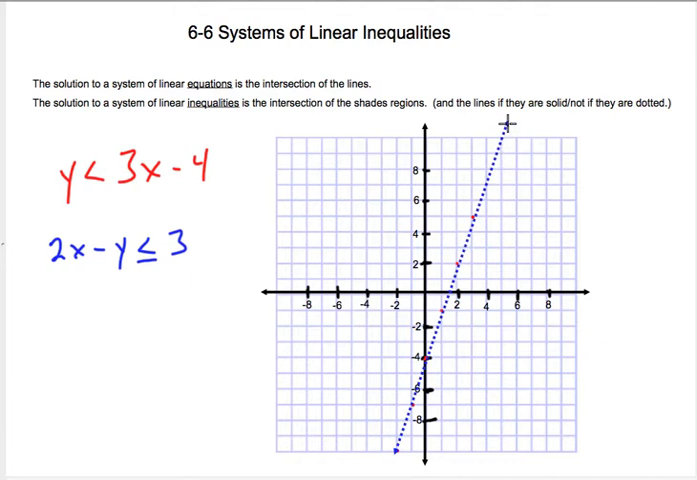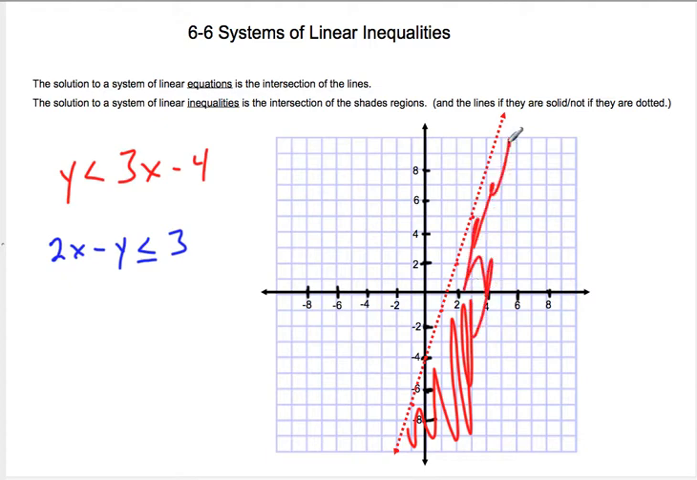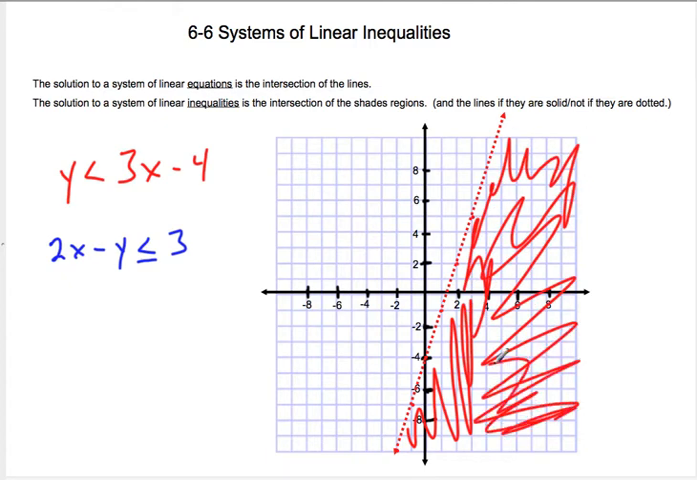Starting here and going here, something like that. Okay, except I want that to be red, so let's do that. Alright, so now we have a red line. Now the shading is going to be below the line because I could do a check with 0, 0. 0 is less than negative 4. That's not true. So my shading is going to be on this side. Now, since it's dotted, the line is not included in the solution.